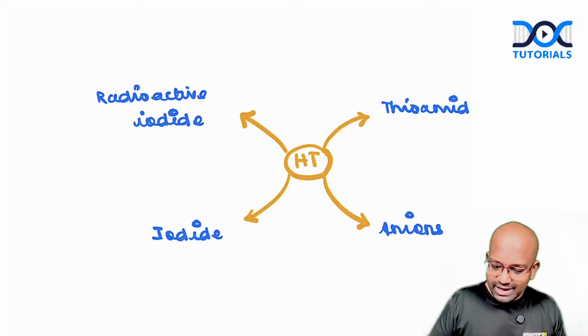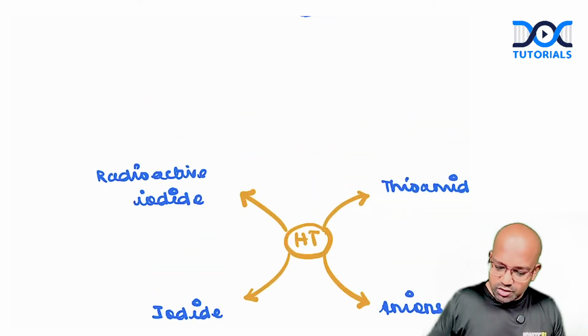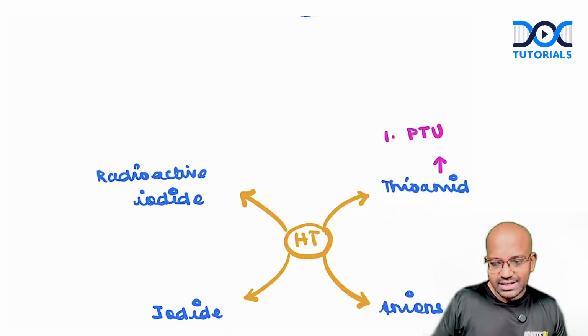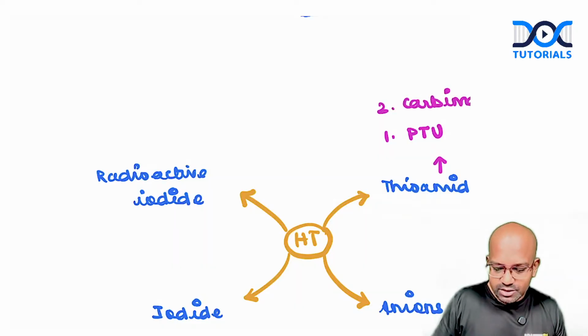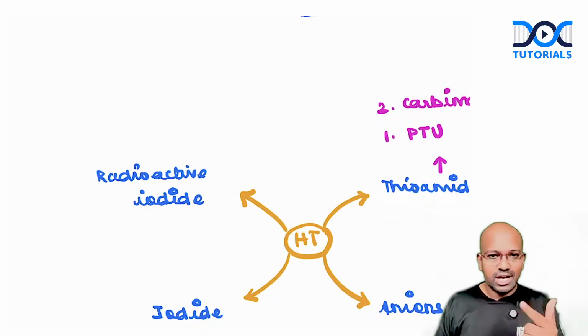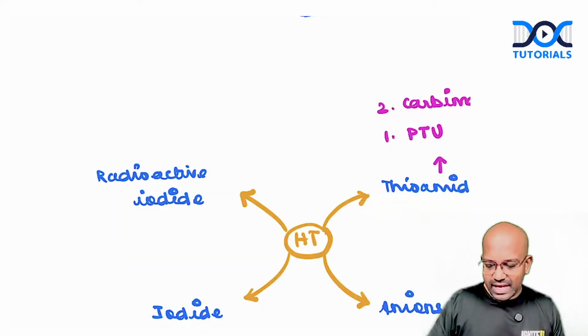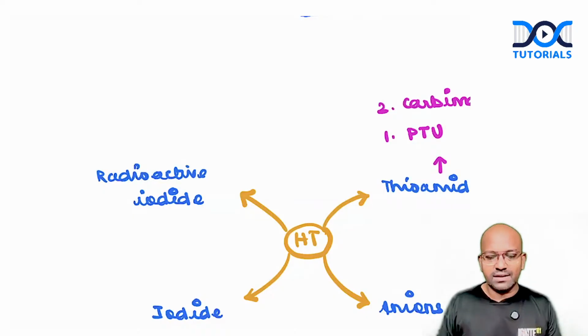Okay, what about the thioamides? What are the classical features of these molecules? We have 2 drugs, propylthiouracil, which we have discussed already, and the second one, carbimazole. Also we have a derived drug named methimazole. Carbimazole is the prodrug of methimazole, so both are actually one and the same.